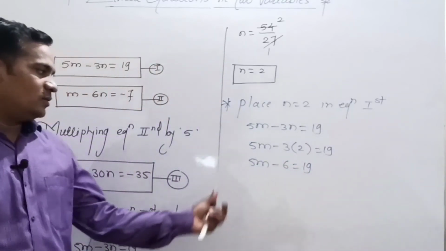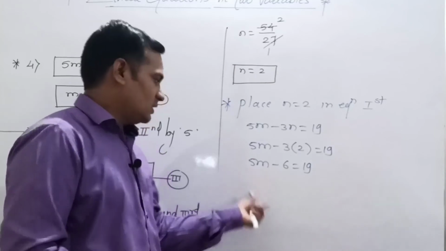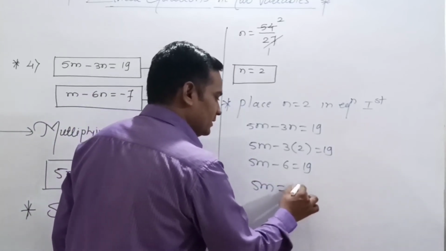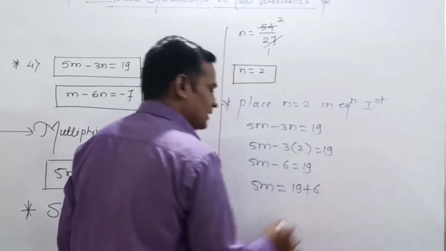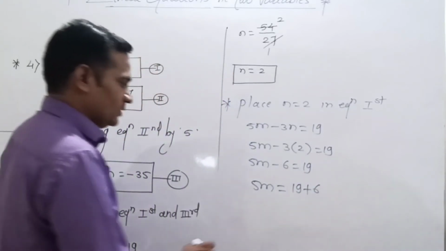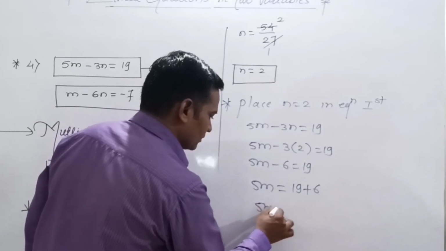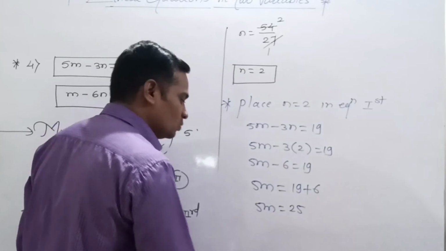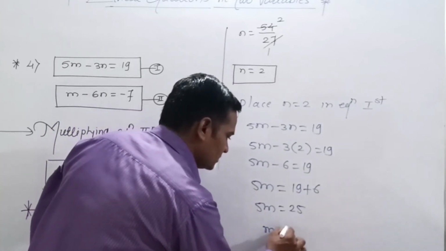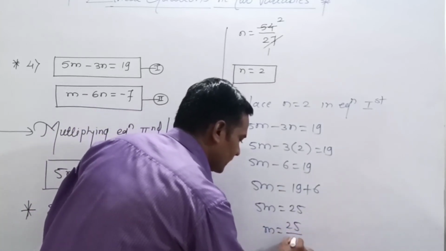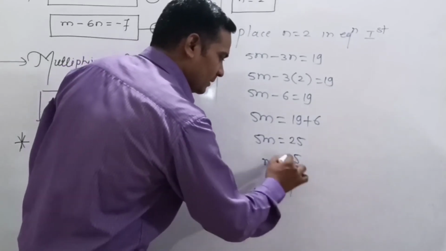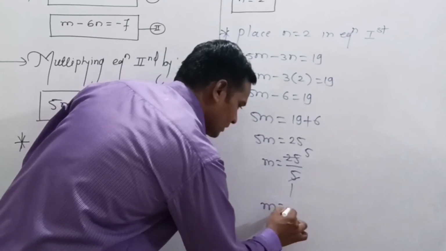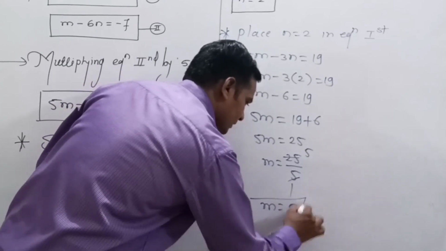So we have to find out the value of m. Keep 5m as it is, 5m is equal to 19 plus 6, that minus will become plus. So 5m is equal to 25, 19 plus 6 is equal to 25. So m is equal to 25 upon 5. 5 ones are 5, 5 5s are 25. So the value of m is equal to 5.